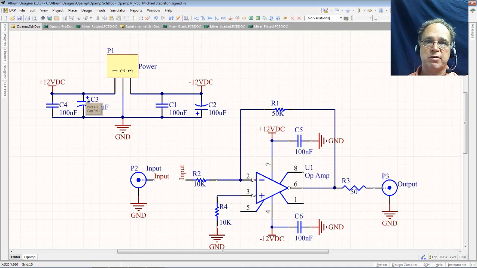Problem is that long strip of aluminum has an equivalent series resistance, right? It has a DC resistance. It also has some inductance because it's a long strip of metal. That inductance is no problem at DC. It's a little bit of a problem at high frequencies.